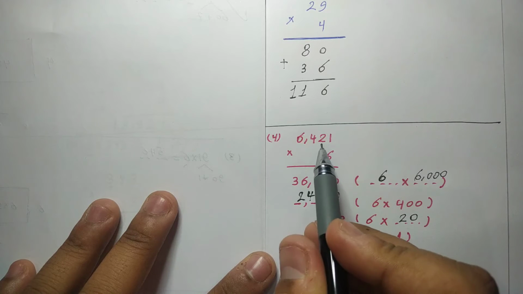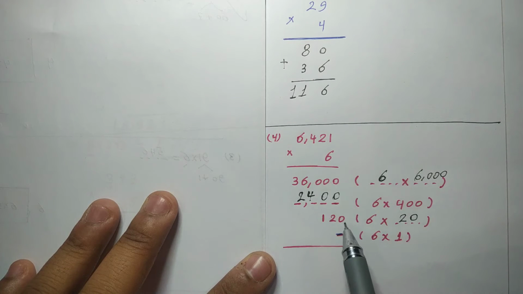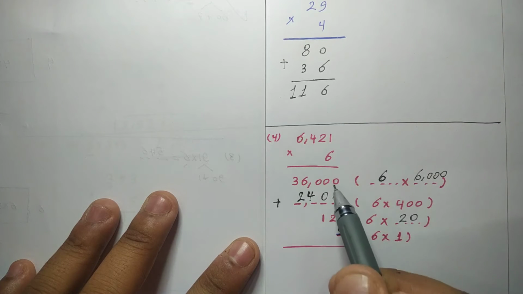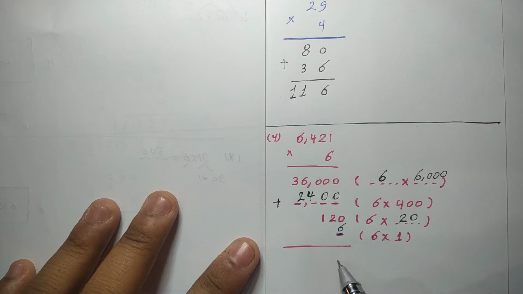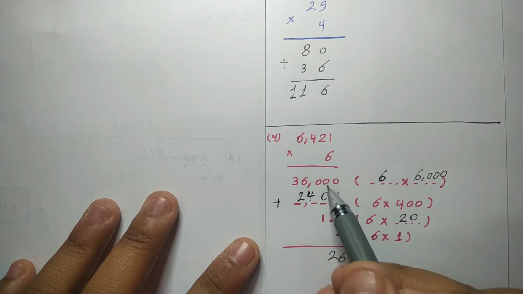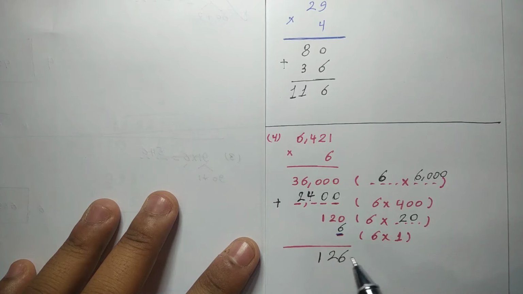Because 6 times 2, I will drop 0, and 6 times 2, it will be 12. 6 times 1, it will be 6, and adding these numbers together, 0 plus 0 plus 0 plus 6, it will be 6. 0 plus 0 plus 2, it will be 2. And 0 plus 0 plus 1, it will be 1.